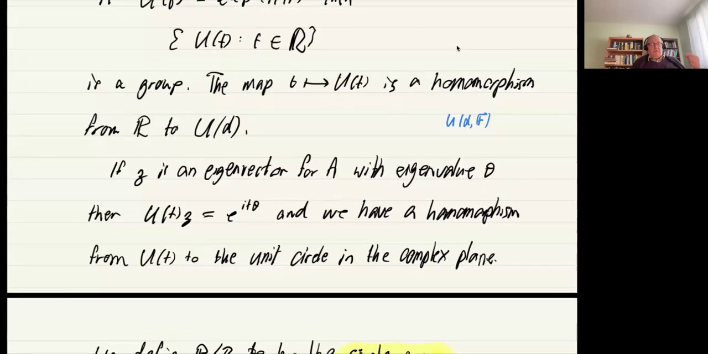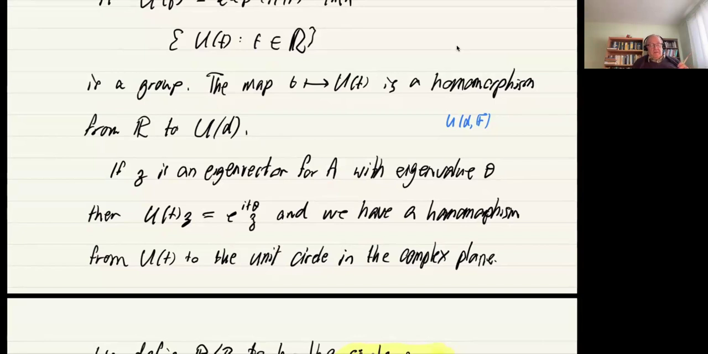Now, there are some other homomorphisms around which I want to spell out. If z is an eigenvector of the adjacency matrix with eigenvalue theta, then U of t applied to z is equal to e to the i t theta z. So the point is the eigenvalues of U of t are things of the form e to the i t theta, where the thetas are real for us. So these lie on the unit circle.